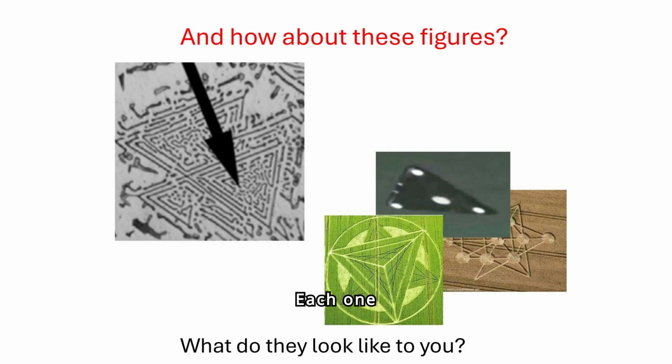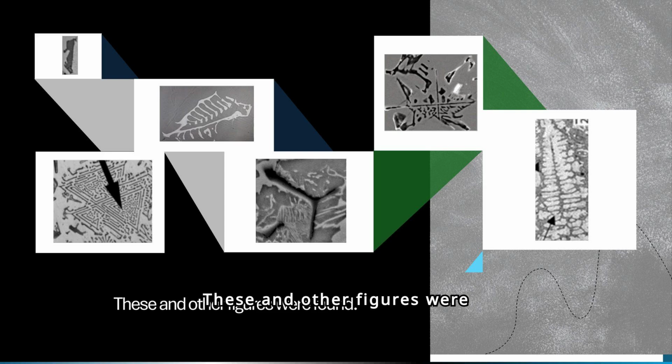Each one tells a unique story. They could resemble pizza triangles, triangular spaceships, or figures found in fields in various parts of the world that are said to be made by aliens. These and other figures were found. You can search for other figures on the internet and be surprised. Perhaps it could help us find hidden objects in many micrographs that are browsing the internet.